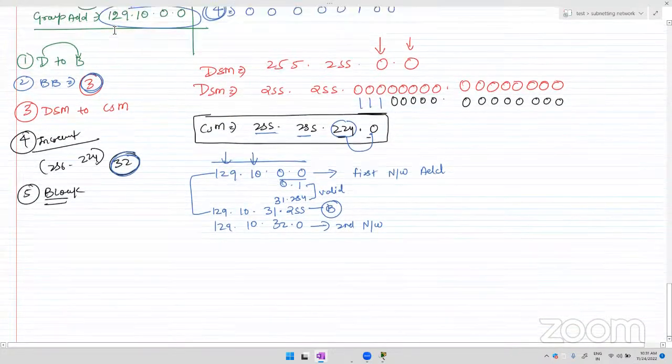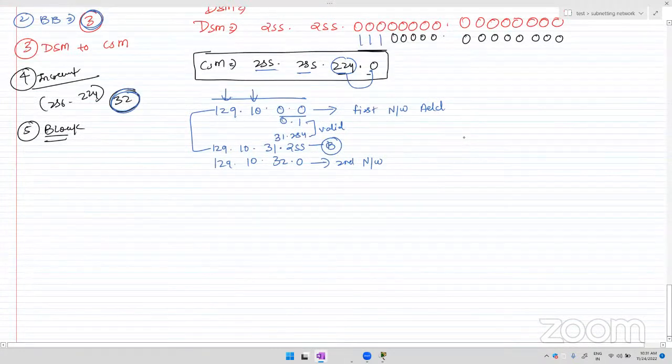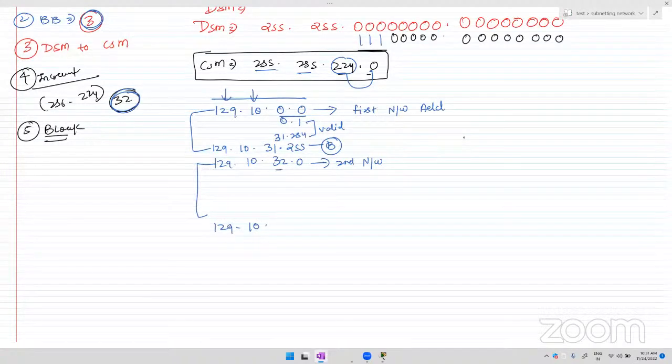Now one more. How many networks? 4 networks. So again, 129.10.32 plus 32, how many? 64.0. This is the third network. Anyone know the broadcast address of the second network? Before 64.0, which value comes out? 63.255. Very good.